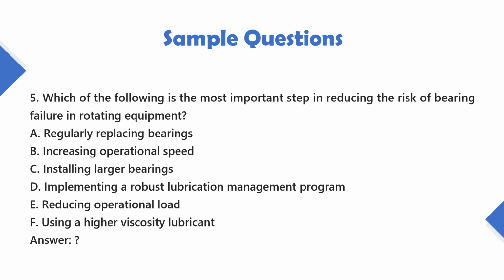5. Which of the following is the most important step in reducing the risk of bearing failure in rotating equipment? A. Regularly replacing bearings. B. Increasing operational speed. C. Installing larger bearings. D. Implementing a robust lubrication management program. E. Reducing operational load. F. Using a higher viscosity lubricant.